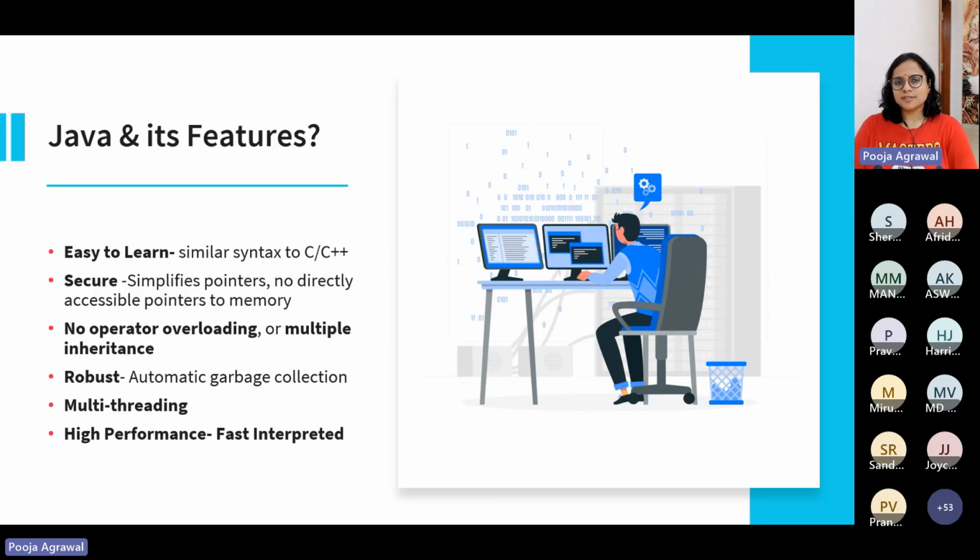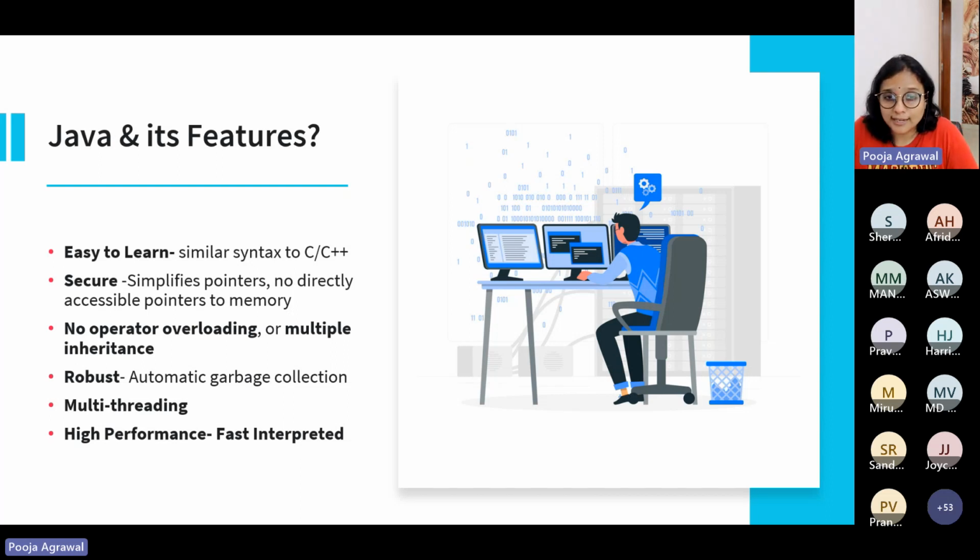So if we talk about the features, it is easy to learn because it has similar syntax to C and C++. It is highly secure. So the concept of illegal access to pointers and memory, etc., all that has been simplified in Java, so that there is no security leak happening. Also, there's no concept of operator overloading or multiple inheritance, which used to confuse and make things difficult while we were working with programming languages like C and C++.